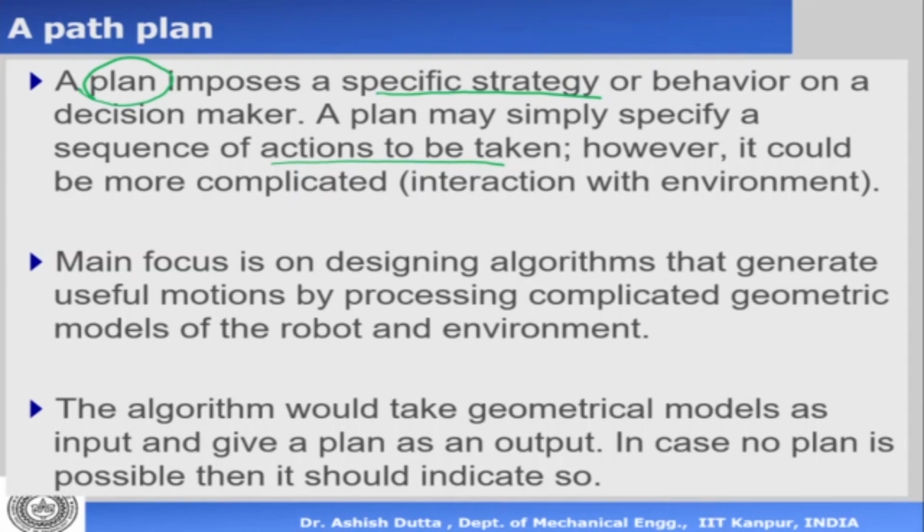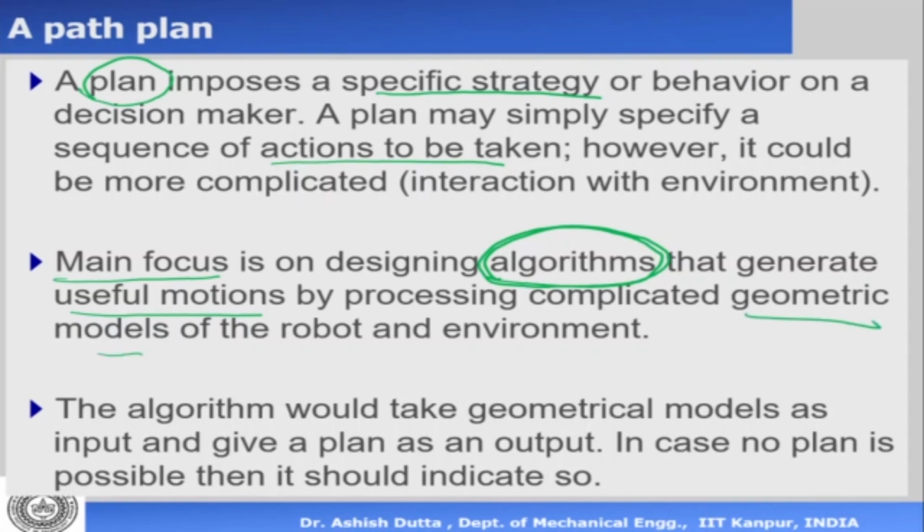The main focus is on designing algorithms that generate useful motions by processing complicated geometric information of the robot's environment. So the main focus is on designing algorithms. This is what I said. So motion planning and path planning is basically designing algorithms that generate useful motions by processing complicated geometric models.